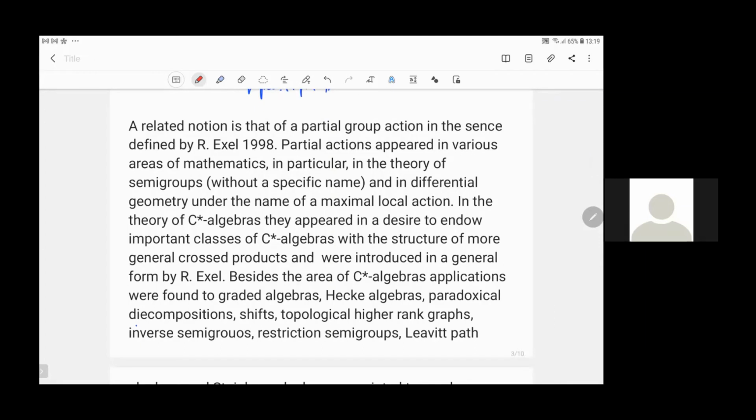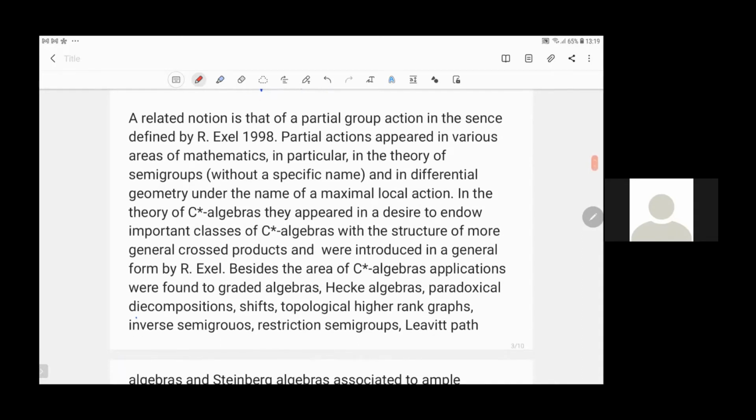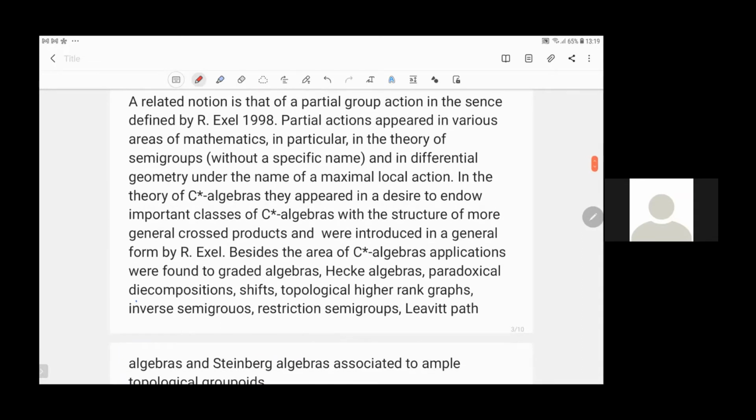We can find the general definition of a partial action in papers of Exel. The abstract definition of a partial action of a group on a set could be found in the paper of 1998 mentioned above, but also for C*-algebras, there is an important concept of a twisted continuous partial action of a locally compact group on a C*-algebra. It's also in a paper by Exel.